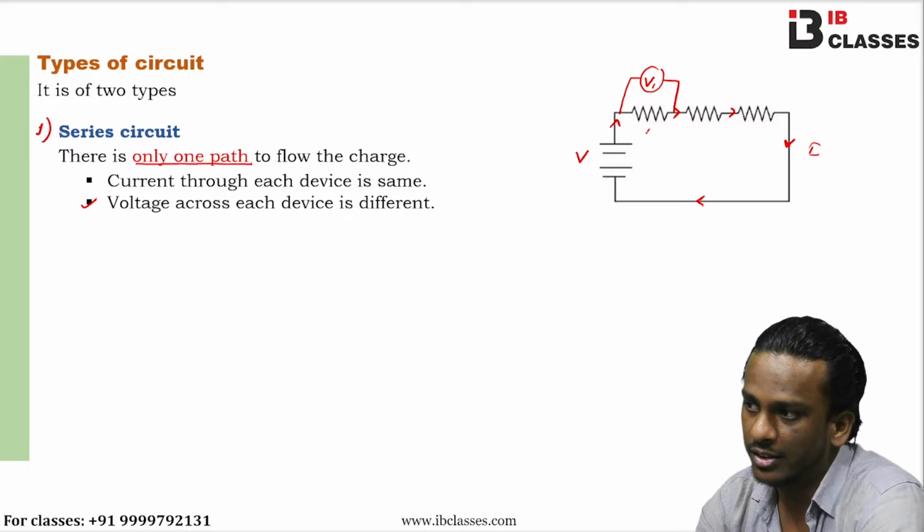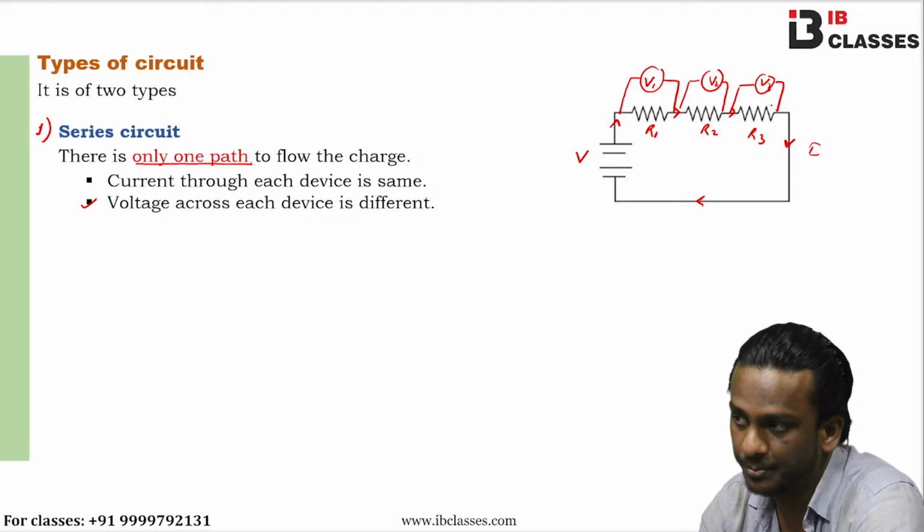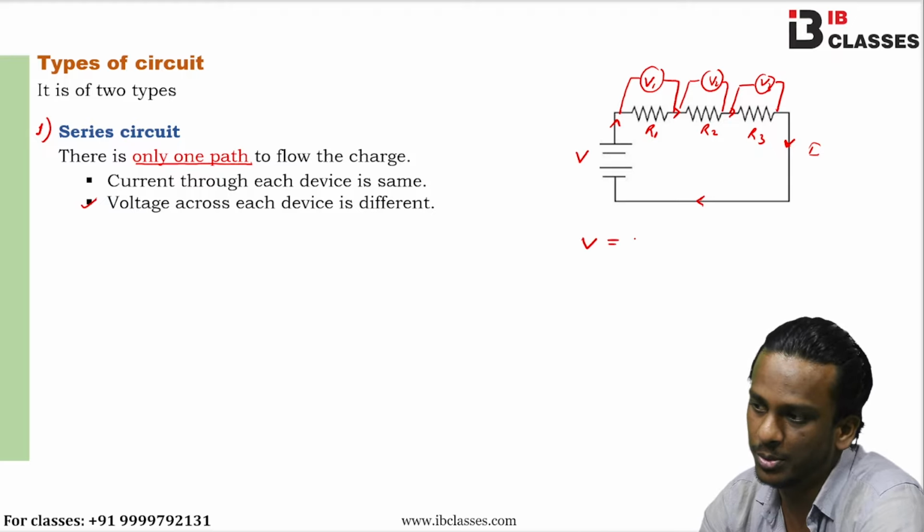Just like this is your resistance R1 and the voltage across it is V1. This is your resistance R2 and the voltage across it is V2. This is your R3 and the voltage across it will be V3. So the total voltage will be V equals V1 plus V2 plus V3.